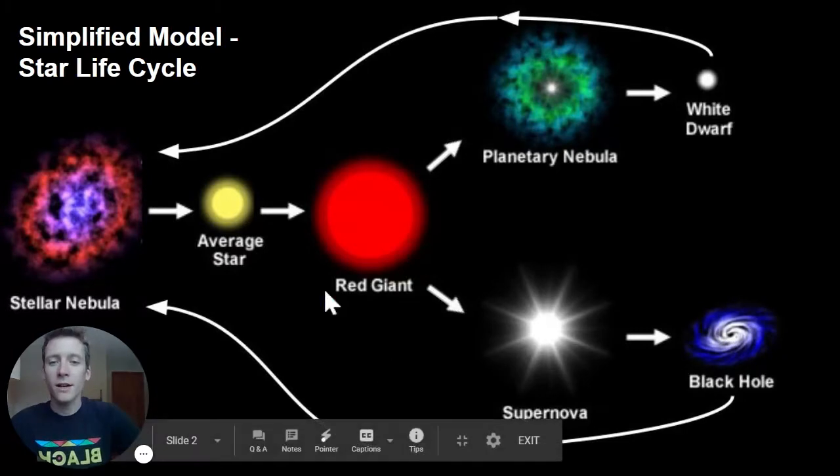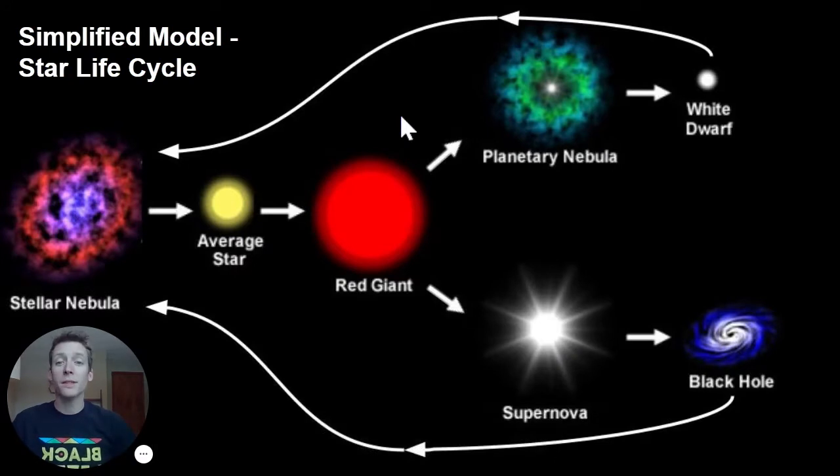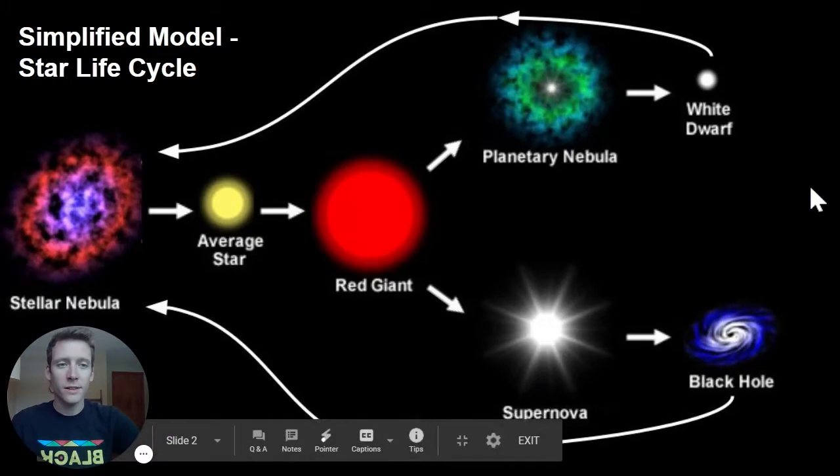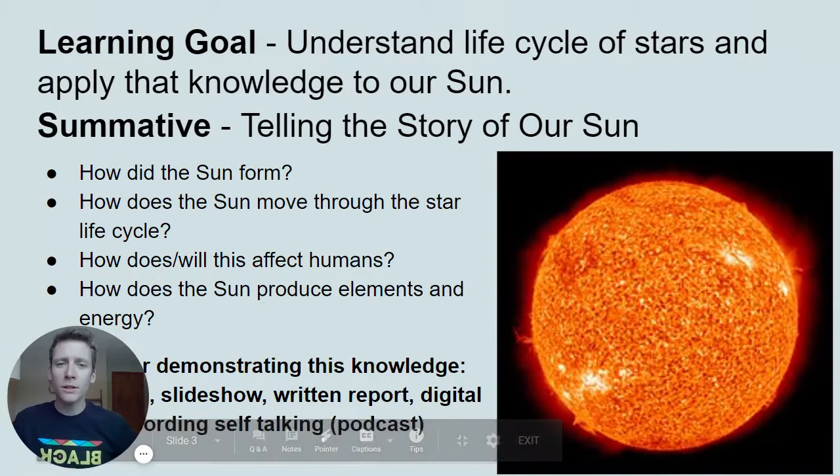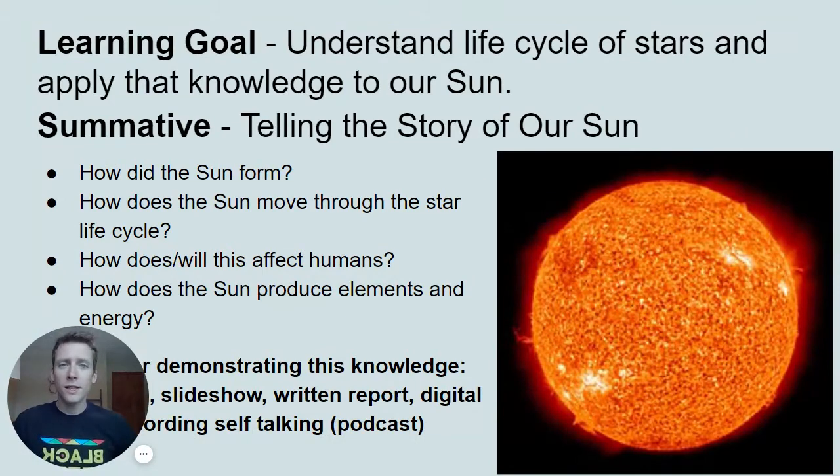As you can see here, after a star becomes a red giant, it splits into multiple options depending on how big or small that star is. Before we talk about this entire life cycle, let's talk about the purpose of this video. By the end of this video, you will understand all of the stages that stars go through in their life cycle, and you'll be able to apply that knowledge to tell the story of our sun, a star in itself.